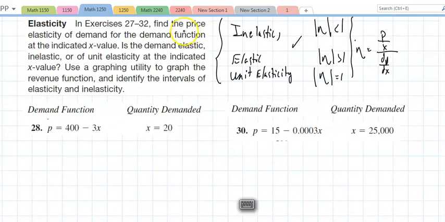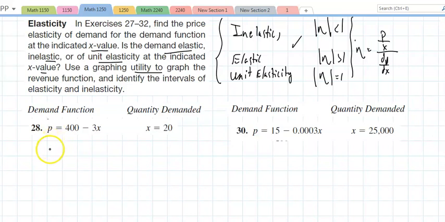So if I look at this, number 28, demand function and quantity. Find the price elasticity of demand for the demand function at the indicated x value. Is the demand elastic, inelastic, or unit elastic at the indicated value, at one value? Use a graphing utility. I'm going to graph this by hand. I'll show you how to graph it by hand, for the revenue function, and identify the intervals where you have elasticity and inelasticity. Well, let's see how that works.